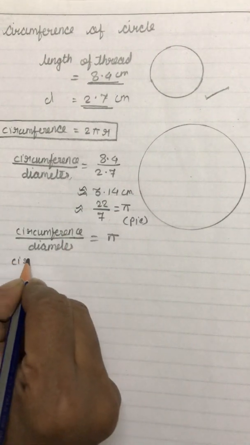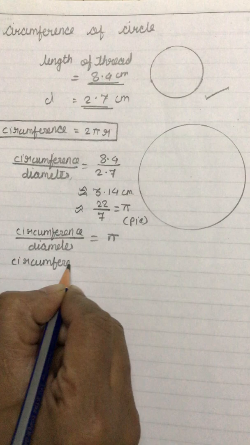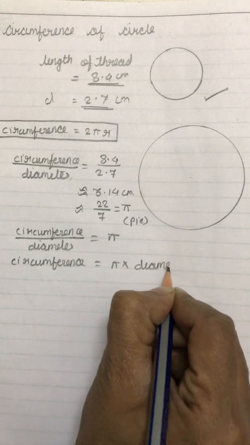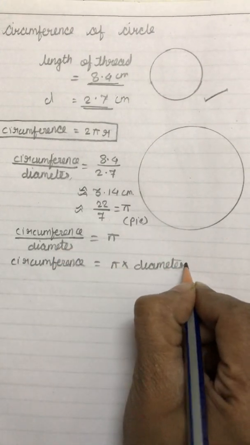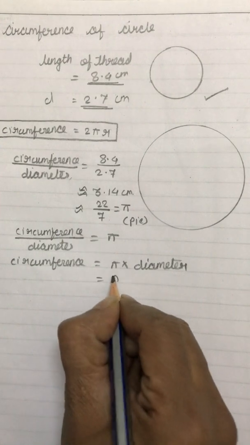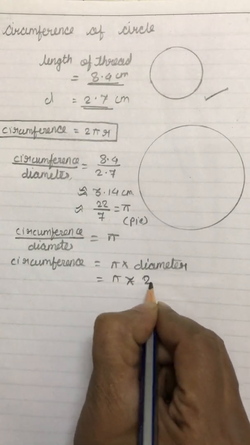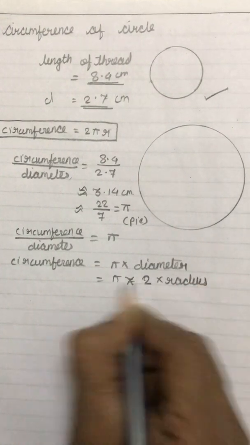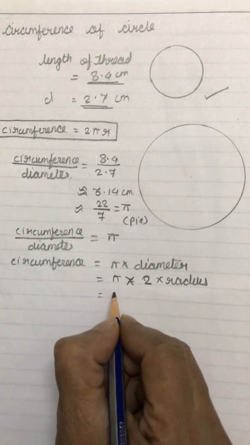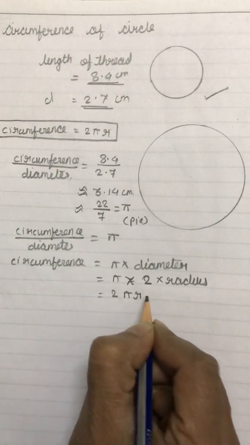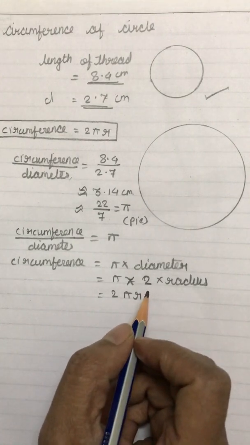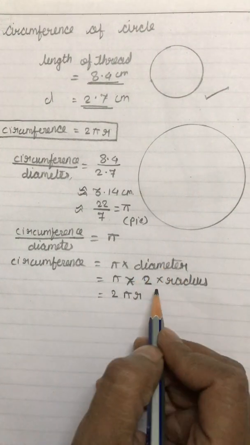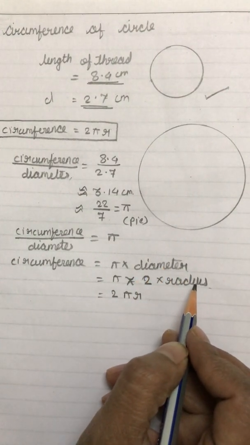Therefore, circumference will be equal to pi into diameter. And what is diameter? Diameter is nothing but 2 into radius. This we have already seen. Hence the formula for circumference will be 2 pi r. So the formula to find the circumference of the circle is 2 pi r, because we know that diameter is equal to 2r.